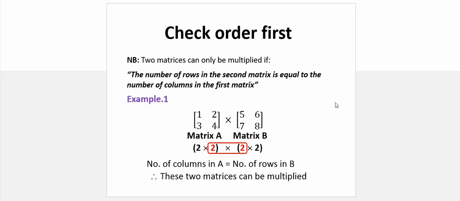So my example here is I have a matrix A with the elements 1, 2, 3, 4 going across the rows, multiplied by matrix B with the elements 5, 6, 7, 8. Now, as you can see, the first one is a 2 by 2 matrix, as is the second matrix B, a 2 by 2 matrix. Now, if the number of columns in matrix A, which happens to be 2, is equal to the number of rows in matrix B, which also happens to be 2, then these matrices can be multiplied. So in this case, this criteria is met. There are 2 columns in A and 2 rows in B. So they can in fact be multiplied.